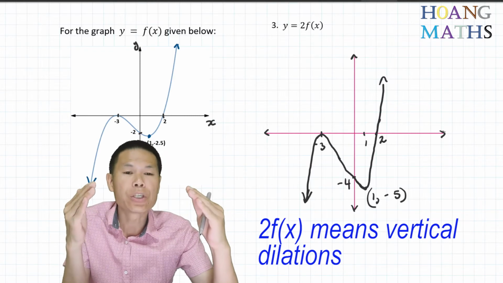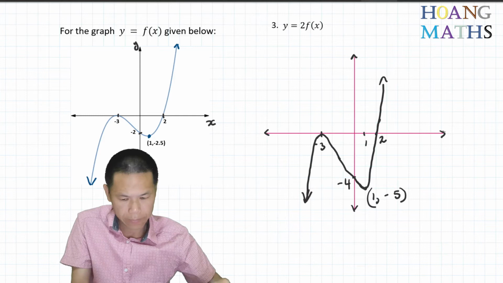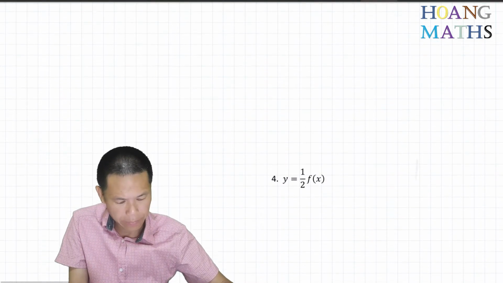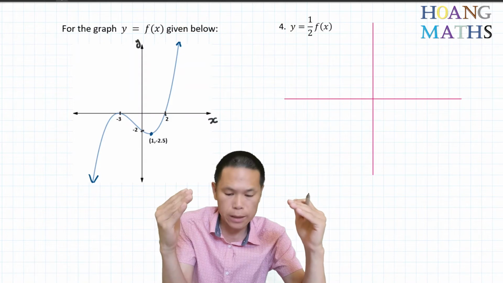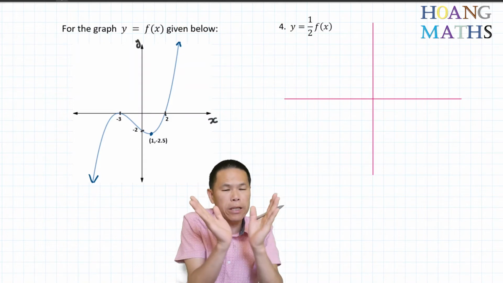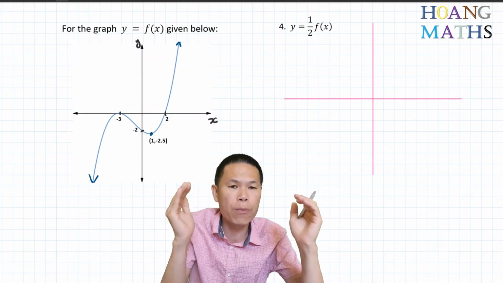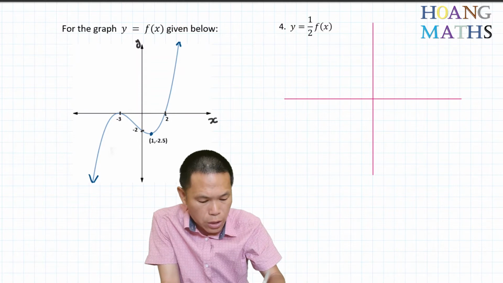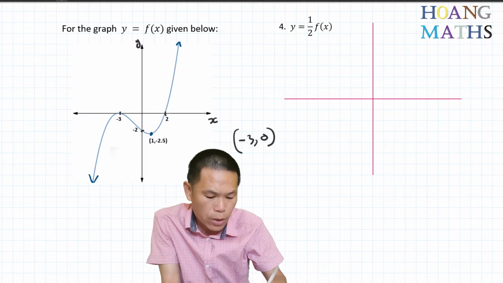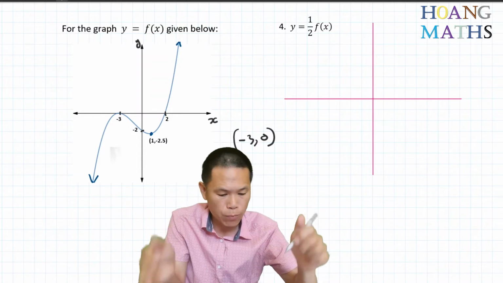There you go. So this is 2 lots of f of x. To sketch y is equal to half of f of x, what it does is it just makes the graph wider. In other words, it's just half of the y value. Okay, x doesn't change. So the turning point at negative 3, 0: we half the y value, that is half of 0, still 0.